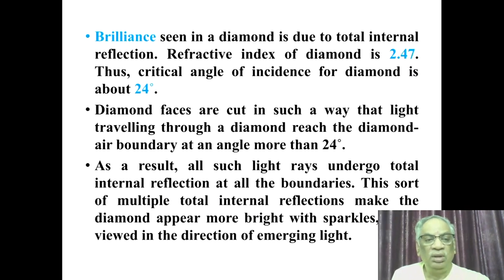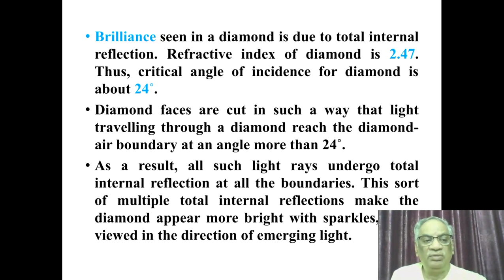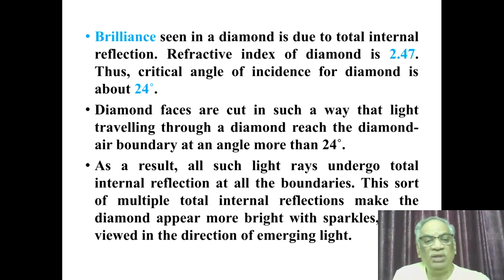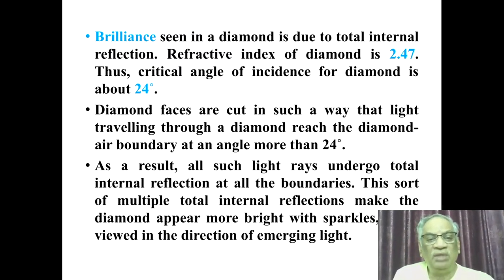is mu water. Let us see some examples of total internal reflection we see in day-to-day life. When we see diamonds, they sparkle with a very bright intensity of light within them. The brilliance seen in the diamond is also due to total internal reflection. The refractive index of diamond is 2.47. So the critical angle, that is sine inverse of 1 by 2.47, becomes about 24 degrees.